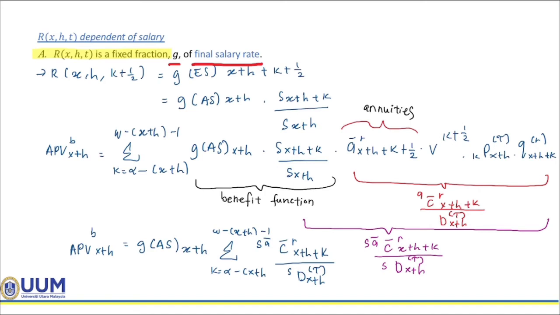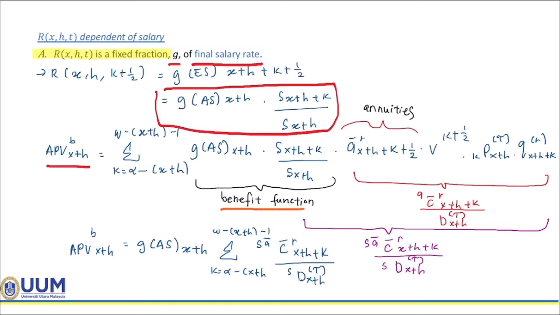So we use this one. We start with this one and we derive the APV for the benefit function. This is for the annuities, and we can write down this term in terms of commutation function, and this is also for the commutation function. So the APV, if we write it down in terms of the normal one, is like this, and in terms of commutation function is like this.